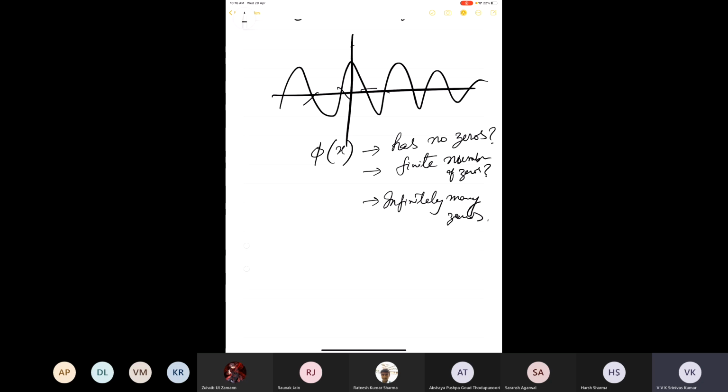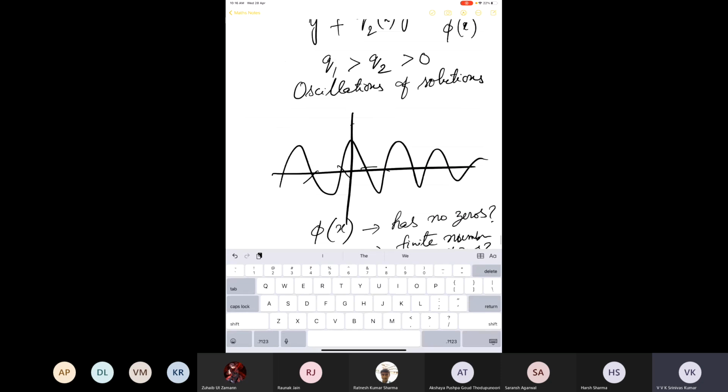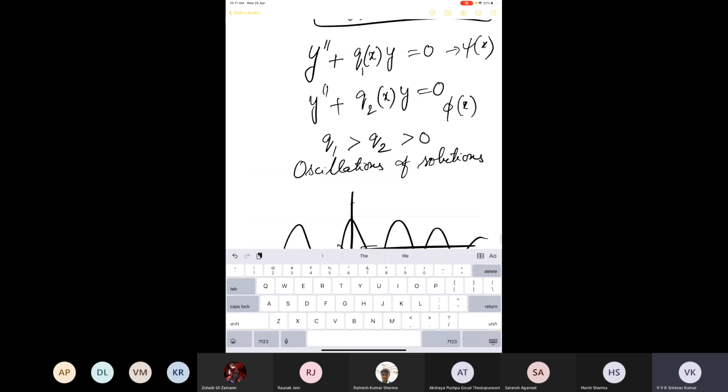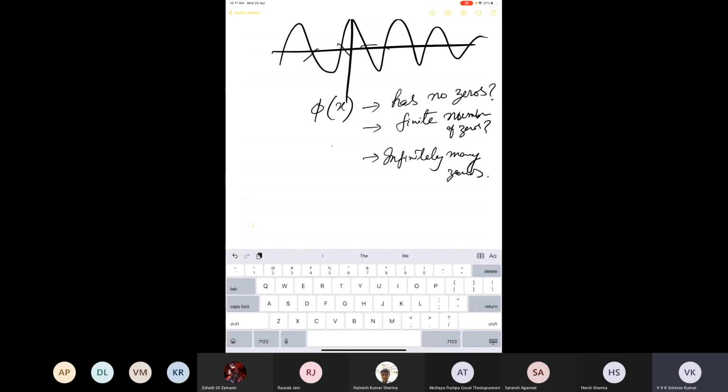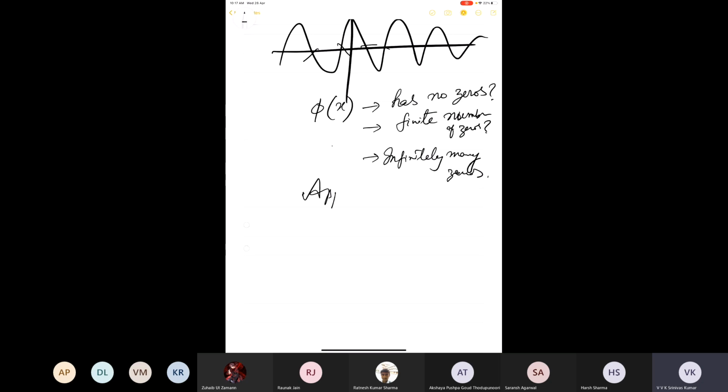So if q1 is bigger than q2, what can you say about the oscillations of phi x, and what can you say about the oscillations of psi? Comparing the oscillations, comparing the zeros of q1 and q2, that is the question here. These are called Sturm's theorems. The final topic is, what are the applications of Sturm's theorems?